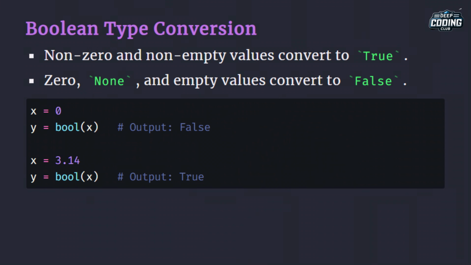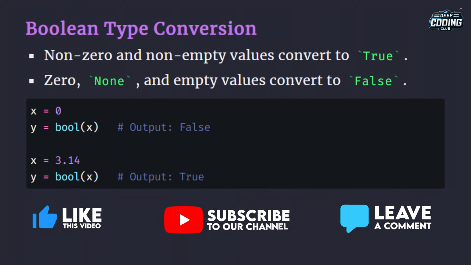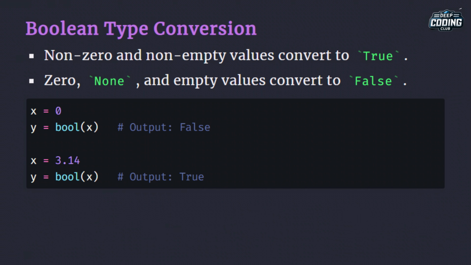Boolean data type conversion. We have just saw how to convert a boolean to a string, but do you know you can also convert data to a boolean value using the bool function. In general, any non-zero or non-empty value will be converted to true, while 0, none, or empty values, they will be converted to false. In case x is equal to 0 and I try to convert it to boolean, then my output would be false. So if I try to print y, its output would be false.